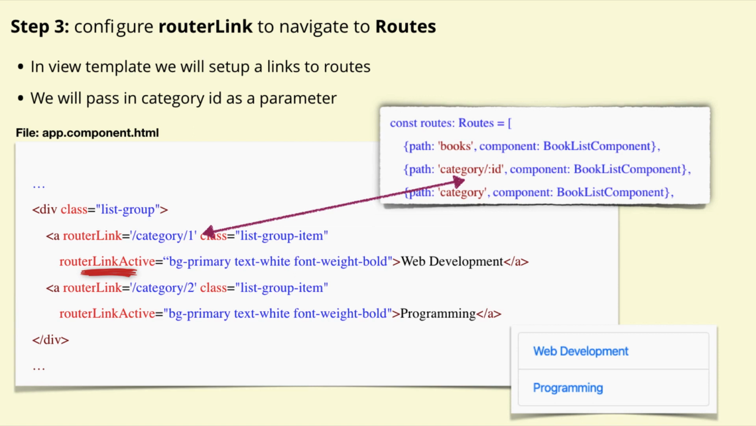And if you look at the anchor element, we are adding one more attribute, which is routerLinkActive. This is optional. If you want to add any styling to the activated route, you can do it in the routerLinkActive. I have added a few bootstrap classes to the routerLinkActive.